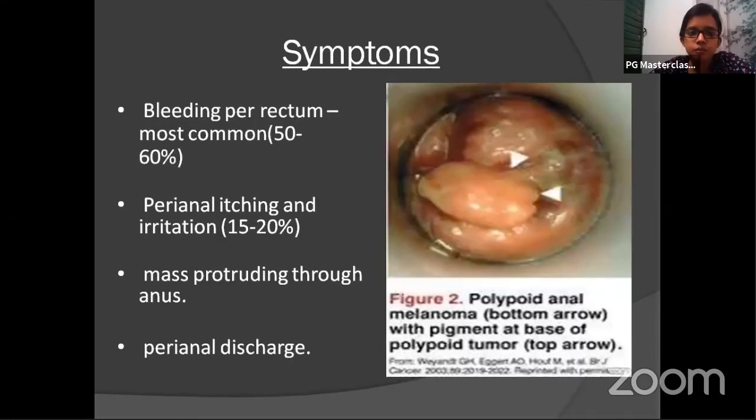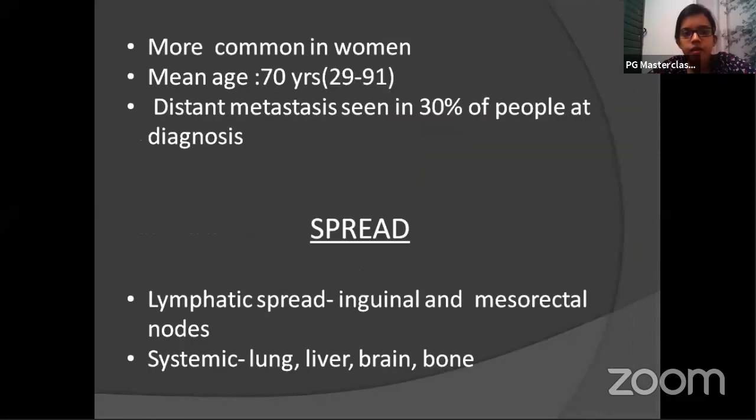The most common symptom is bleeding per rectum, which is present in up to 50 to 60% of the cases. There can be perianal itching and irritation, present in up to 20% of the patients. There can be a mass protruding through the anus and perianal discharge. This is more common in women, and the mean age of diagnosis is 70 years. Distant metastasis is seen in up to 30% of the people at the time of diagnosis. The spread of anal melanoma is lymphatic, to the inguinal and mesorectal lymph nodes, and systemic spread is to the lungs, liver, brain, and bones.